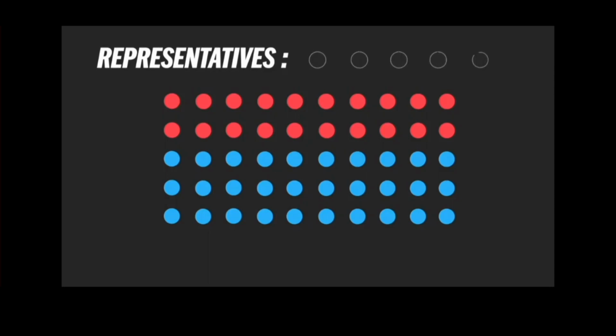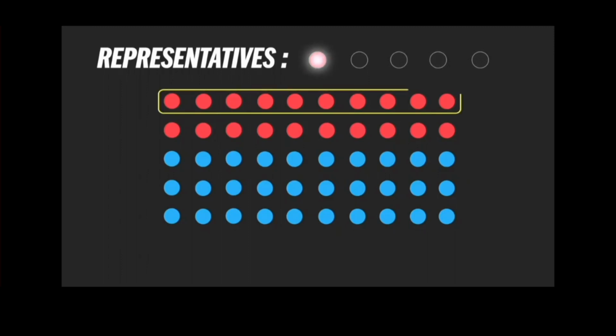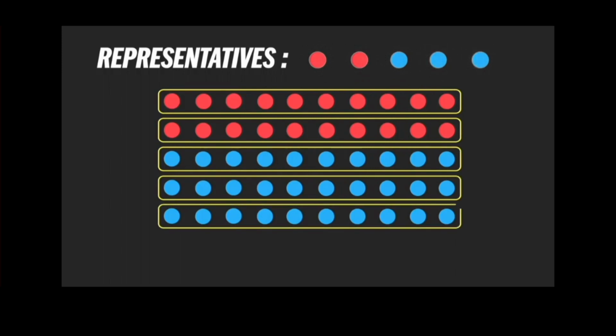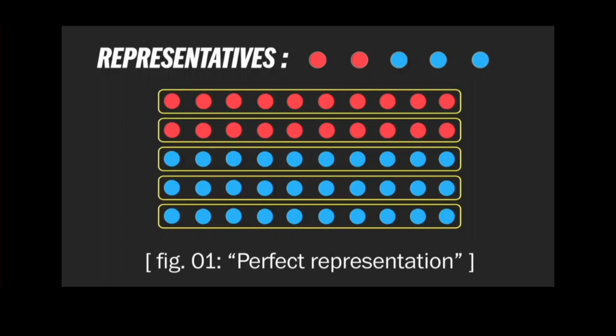Now, let's say we need to divide the state into 5 districts. Each district will send one representative to the House to represent the people. Fortunately, because our citizens live in a neatly ordered grid, it's easy to draw 5 lengthy districts, 2 for the reds and 3 for the blues. Voila! Perfectly proportional representation, just as the founders intended.